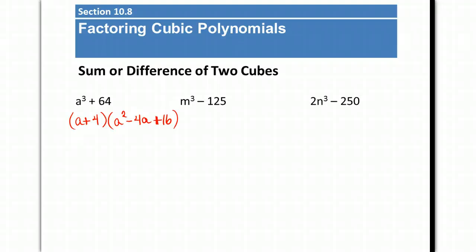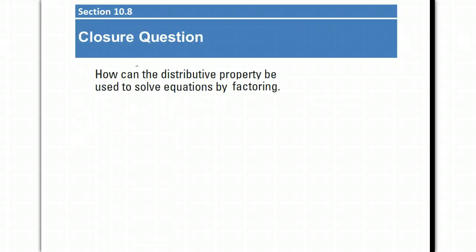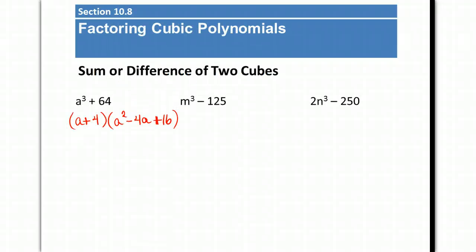Next example. M cubed minus 125. That's a difference of two cubes. That will factor into a binomial and a trinomial. What's the cube root of m cubed? Cube root of 125? We wrote that down on the previous slide, 5. What sign goes in the middle? Minus. If it's a difference of two cubes, we have to put a minus in here.